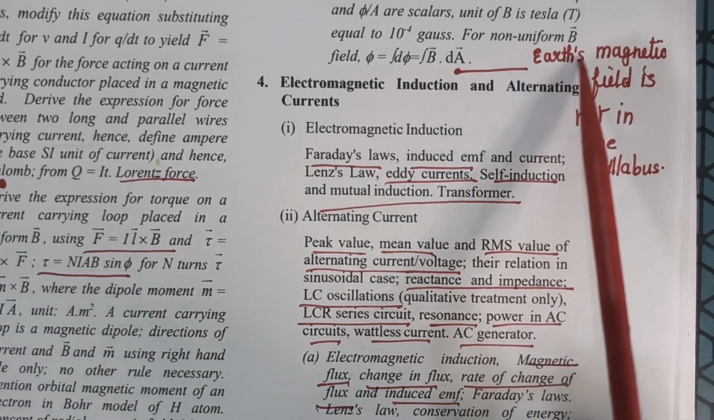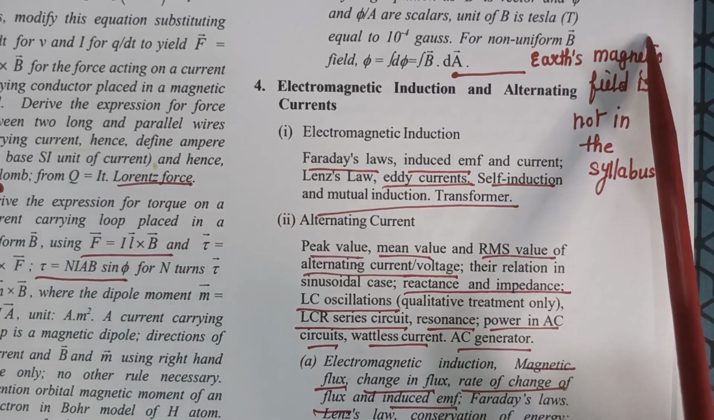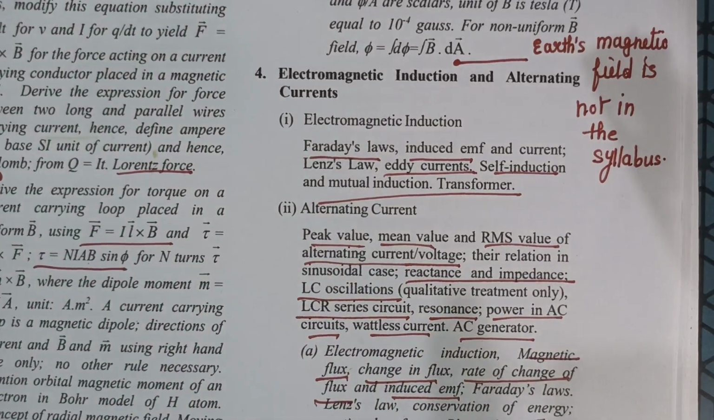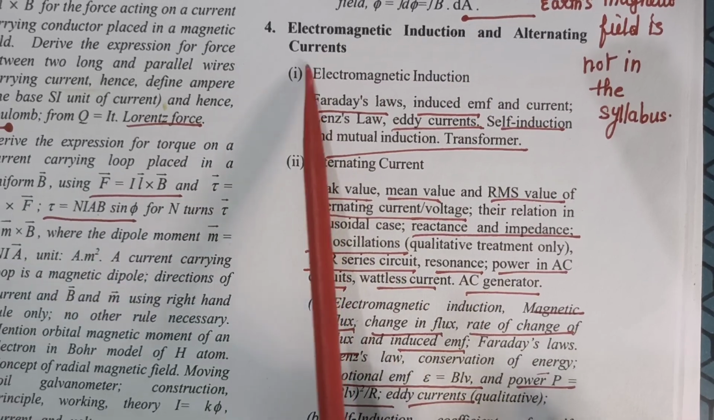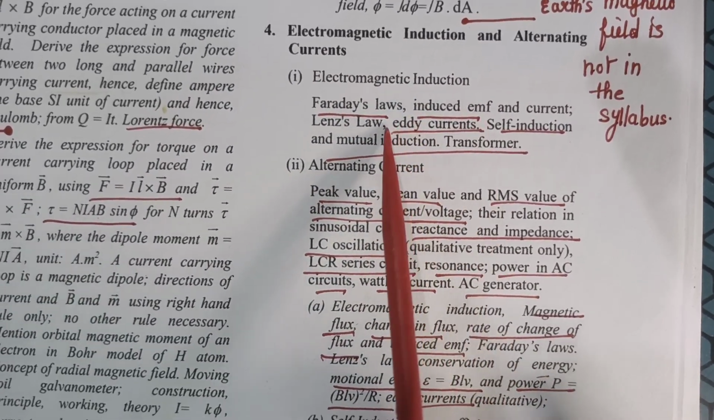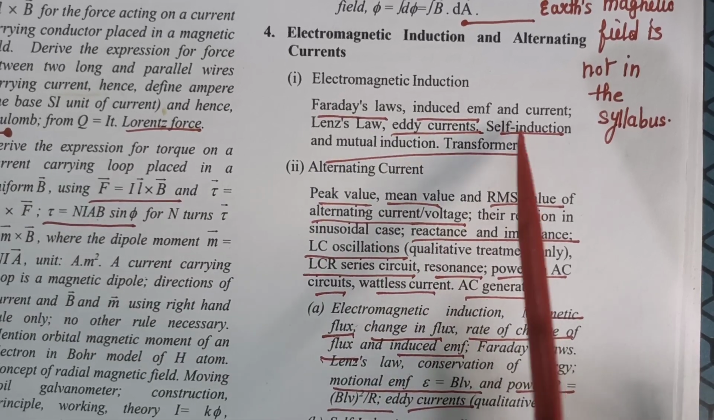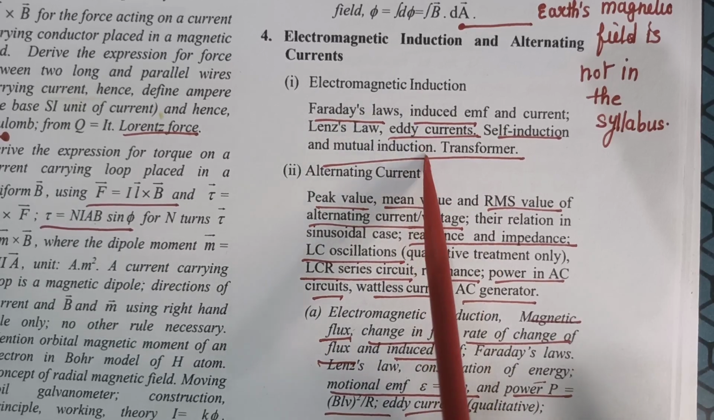Then one big chapter topic is not in the syllabus now, and that is Earth's magnetic field. It is not in the syllabus. Now the next topic starts: electromagnetic induction and alternating current. In electromagnetic induction, Faraday's law, Lenz's law, what is induced EMF, what is eddy current, what is self-induction and mutual induction, and information about the transformer. These are in the syllabus.